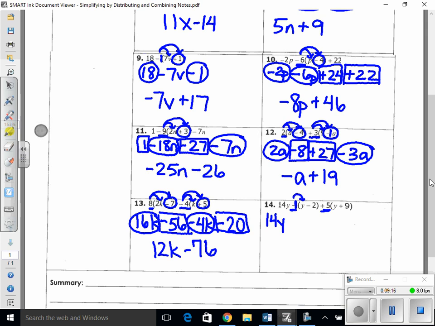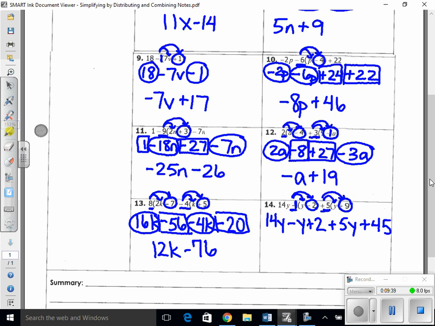Negative 1 times y is negative 1y. Then you have a negative 2 right here. Negative 1 times negative 2 is positive 2. Watch your signs again. Right, then we go to the second set. 5 times y is positive 5y. This is a positive 9. So 5 times positive 9 is positive 45.